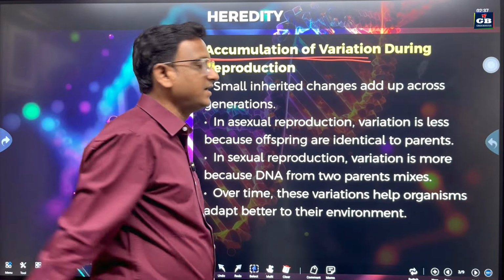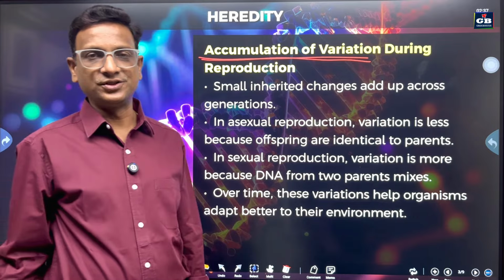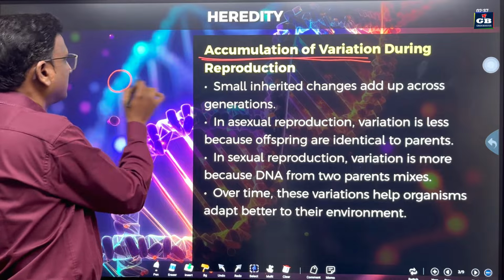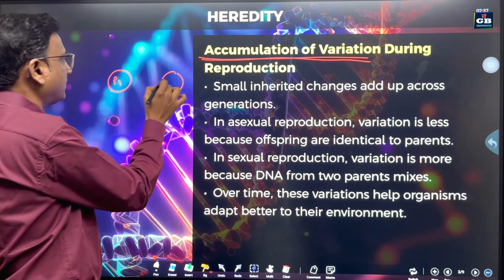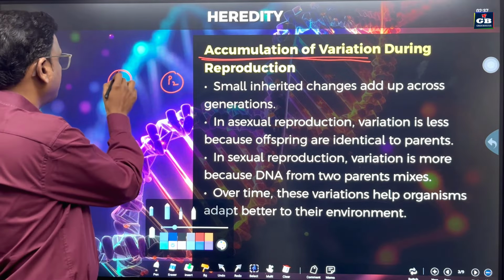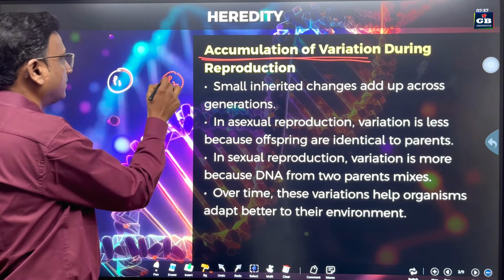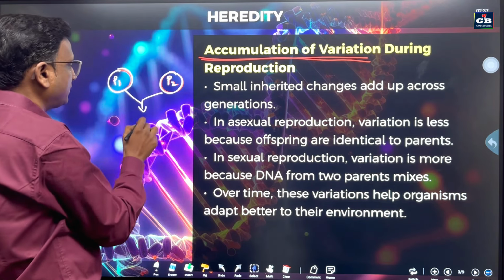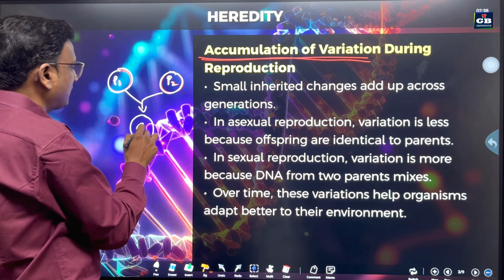Accumulation of variation during reproduction. So what is this accumulation of variations? See, parent 1 and parent 2. Here reproduction takes place and G1 is formed.